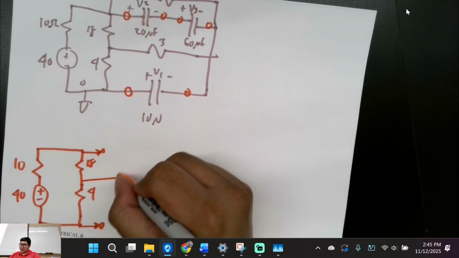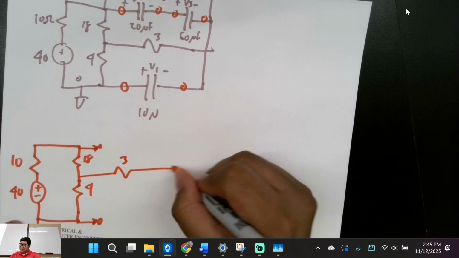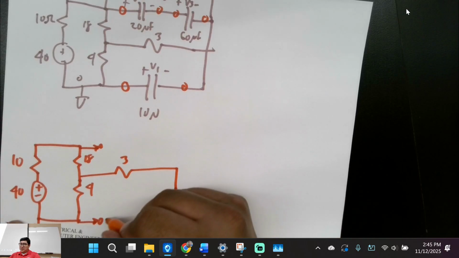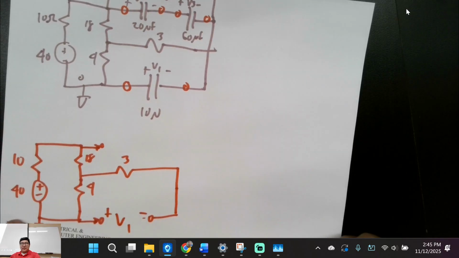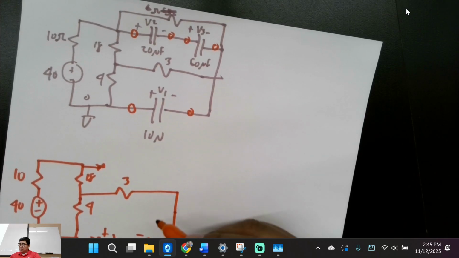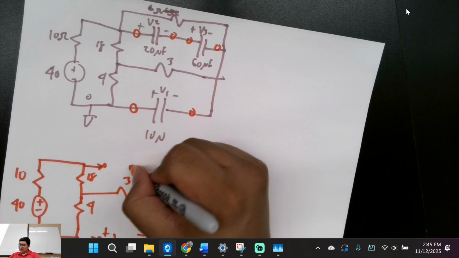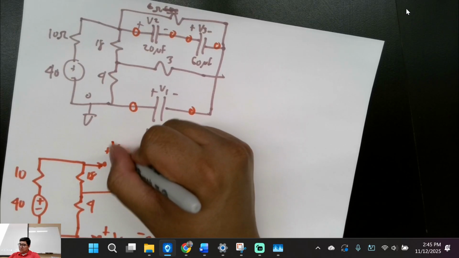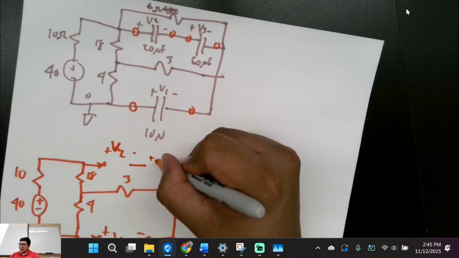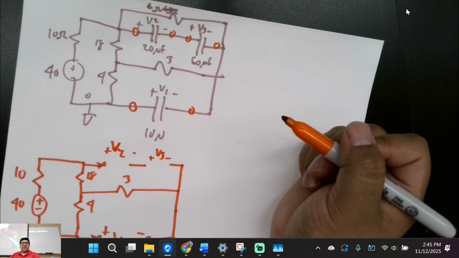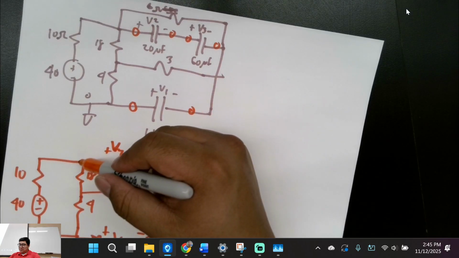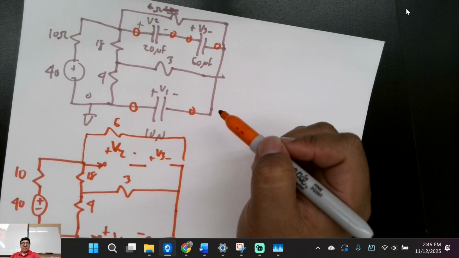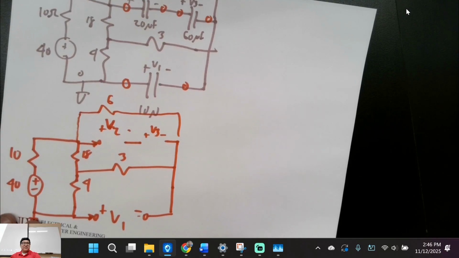Then we have this guy right here, 3 ohms. And what did we just say over here? It's an open, so we got plus minus V1. Good? And then right here you're going to have this invisible wire. I'll show you what I mean. Plus minus V2, plus minus V3. Good. And then we have some resistor over here, which is 6. Is that looking clear?